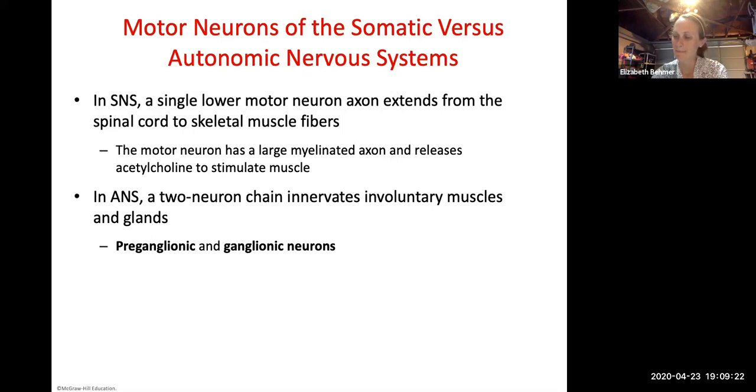nervous system. And then in the autonomic nervous system, there's always a 2-neuron chain, meaning 2 nerve cells will work together to innervate involuntary muscles and glands. And we call these neurons preganglionic and postganglionic or ganglionic neurons. And I'll explain what that means in a second.